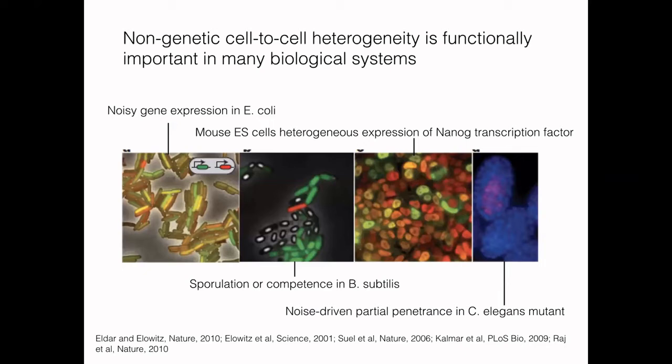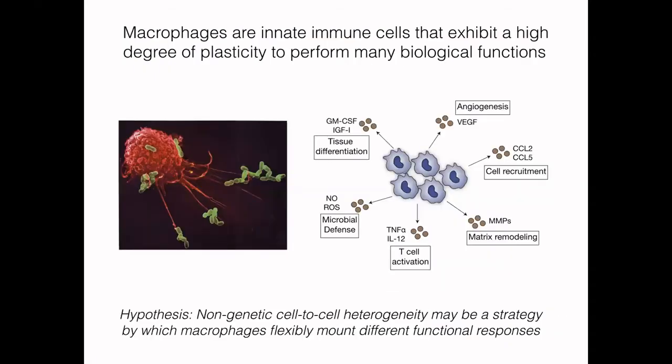A lot of people in this session have already introduced single-cell data, and I think single-cell data has really captured our imagination because there's so much information contained in it. But I also want to remind you that a lot of systems use cell-to-cell heterogeneity as a biologically functional way to handle different environmental cues. For example, sporulation in B. subtilis or differentiation in embryonic stem cells. We think non-genetic cell-to-cell heterogeneity underlies some of these important biological functions. And in my lab, we are really interested in how this might apply to macrophages.